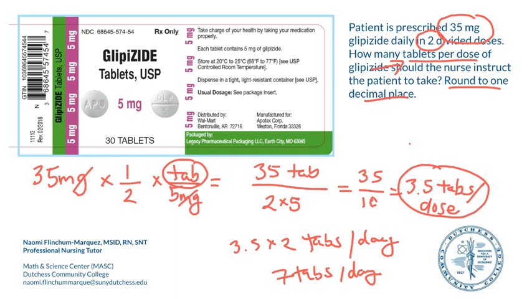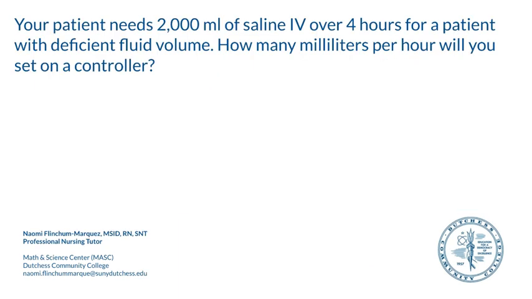3.5 sounds like a lot to me, but maybe they're tiny tabs. Look at these tabs. Okay, next one.